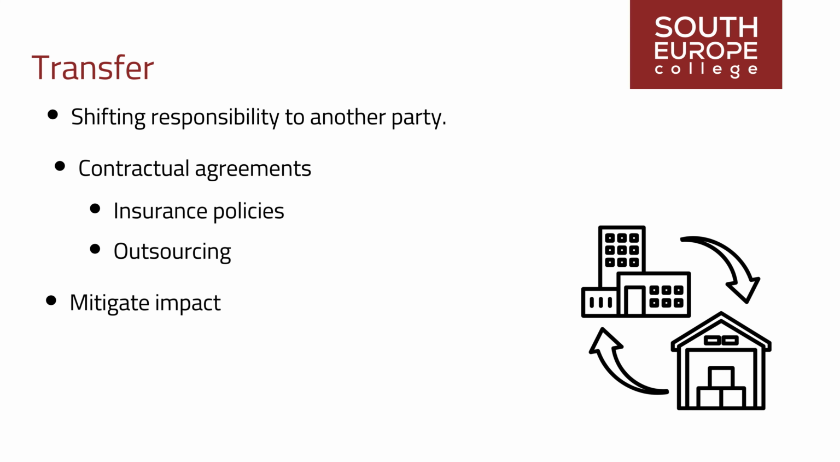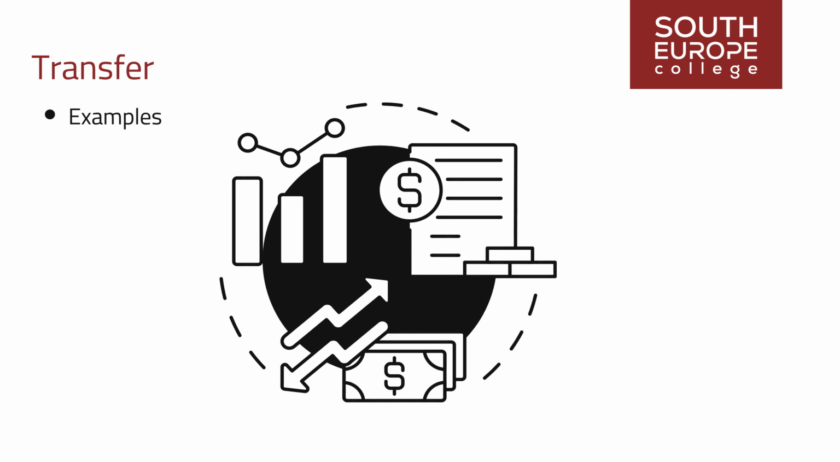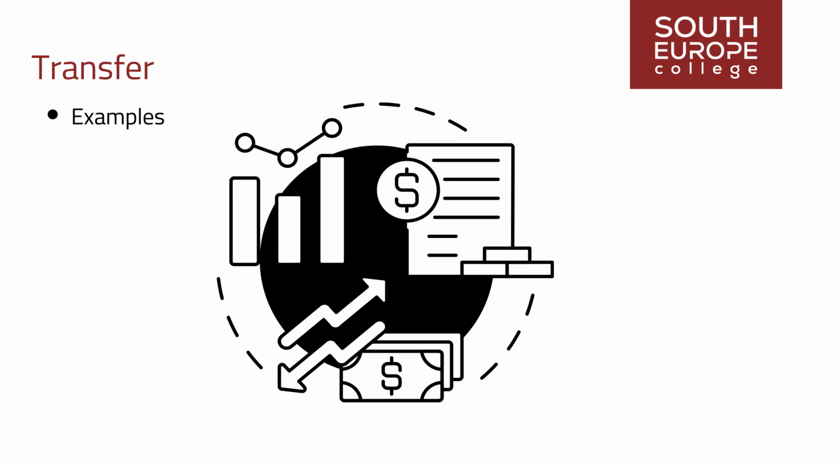For instance, if there's a risk of supply chain disruptions affecting project timelines, the team might choose to outsource the production of critical components to a vendor with a more robust supply chain. Examples of transfer could be: Example 1.